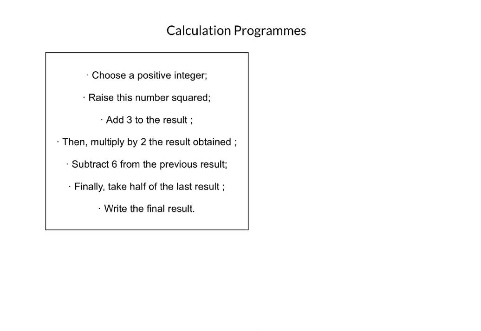So let's pick a number, let's pick 3. Raise this number squared, so I've got 3 squared. And what does 3 squared equal? That equals 9. Okay, add 3 to the result, so I've got 9 plus 3 equals 12. Then multiply by 2. So I've got 12 multiplied by 2 equals 24. Subtract 6 from the previous result. So 24 minus 6 equals 18. Take half of the result. So I do 18 divided by 2 equals 9.